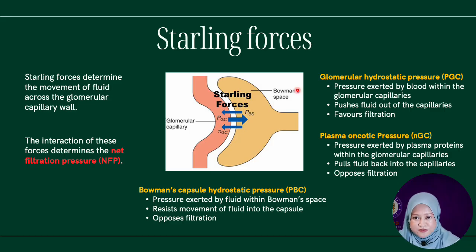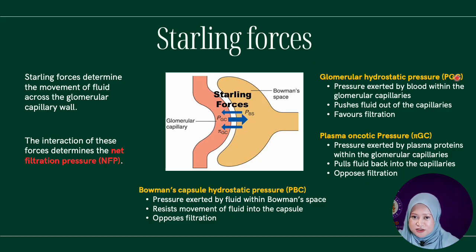Aside from the filtration membrane, glomerular filtration also depends on pressure differences. These pressures are known as Starling forces. Filtration only happens because there is a driving force that pushes fluid out of the glomerular capillaries into Bowman's space. But at the same time, there are forces that resist this movement. So what we are looking at is a balance of pressures. There are three main pressures.